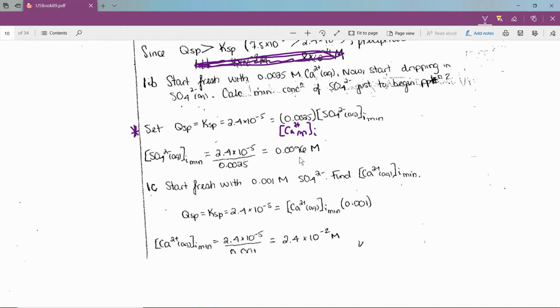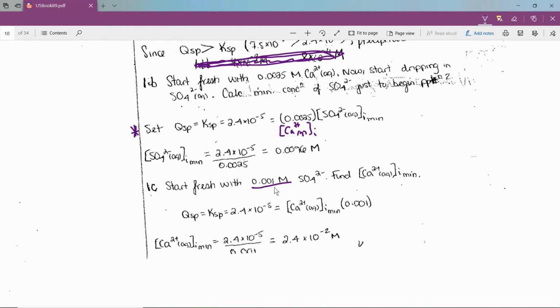So that's what that is all about. Let's go to example 1C. Let's start over again, but this time let's say I had 0.001 molar of sulfate. What will be the minimum amount of calcium ion needed to drip it in?